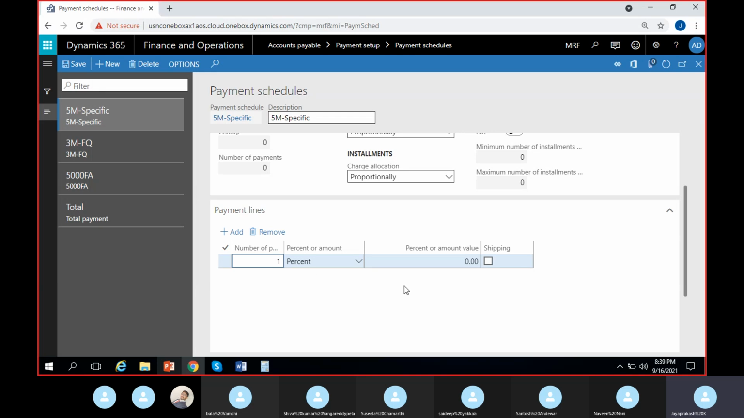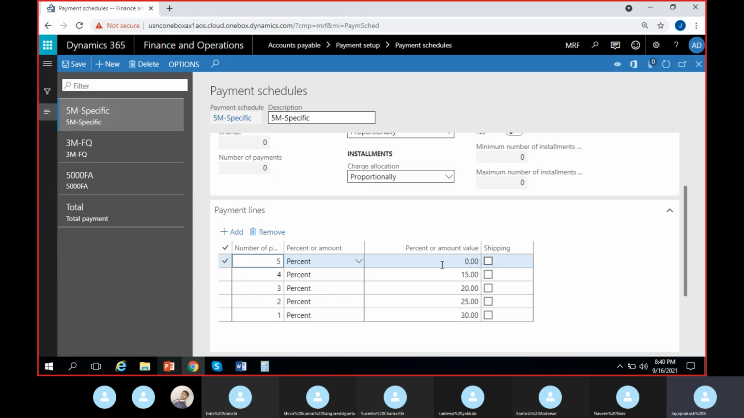So first period I can say I'll pay 30% in the first period. In the second period I'll pay 25%. In the third period I'll pay 20%. Coming to the fourth period, I'll pay 15%. So how much is it now? 50 and 40, 90. So in the fifth period, I'll pay the remaining 10%. Save it, refresh this, and it will be in order now.